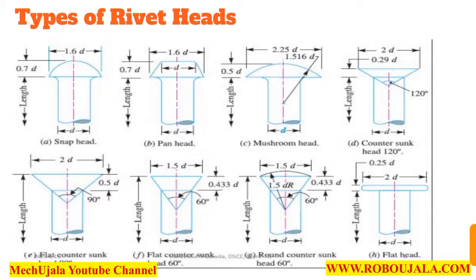So these are the different types of rivet heads. As you can see here, the head is like snap, pan head, mushroom head, countersunk head, flat countersunk, round countersunk, and flat head. So these are the different types of heads that we are using in our daily lives.